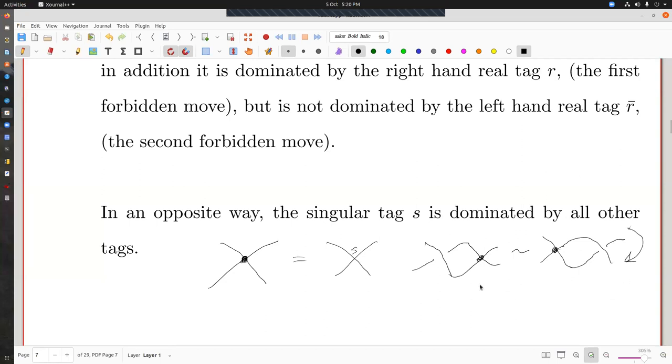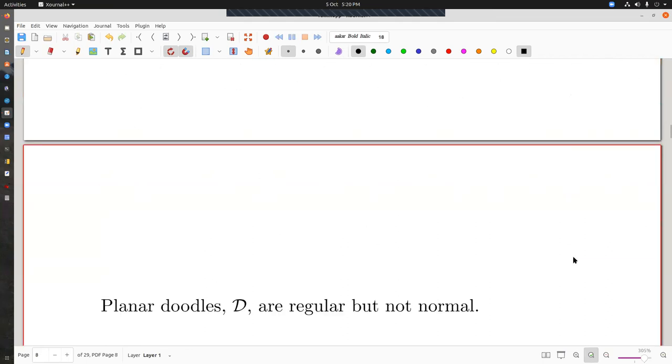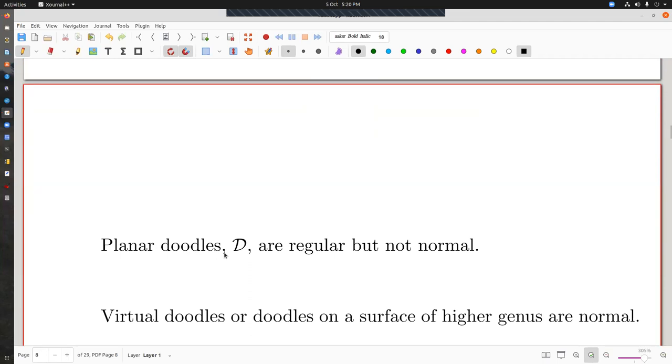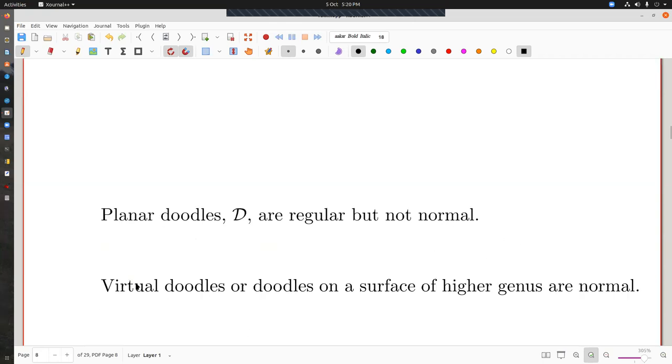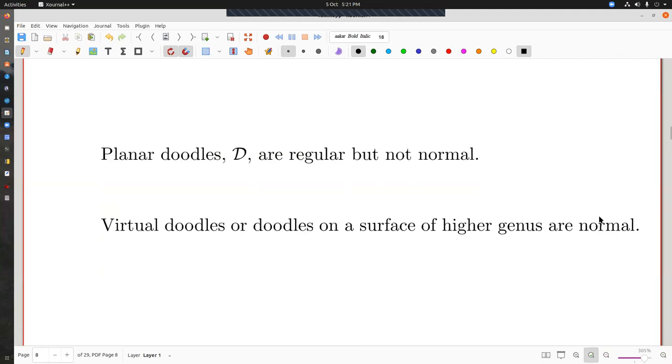We're going to meet R4 again when we talk about braids, generalized braids. I'll get to that soon. Planar doodles are regular but not normal, because we know they're not normal because they don't have R3. On the other hand, virtual doodles or doodles on a surface of higher genus are normal, because now we've got the virtual crossing which dominates and so makes it normal. So it's an interesting fact that planar doodles are not normal, and so they require special treatment.